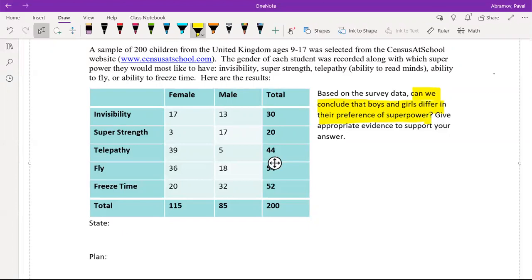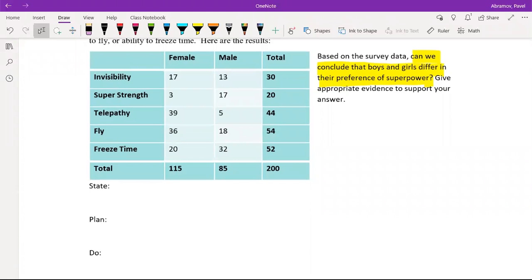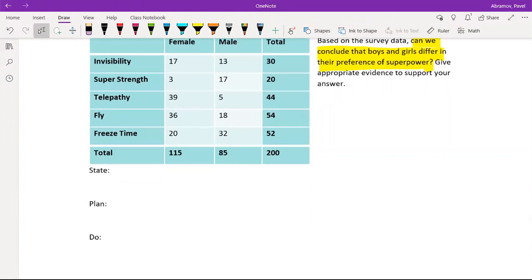Okay, so that's, I think, a very interesting question. Do they have different preferences? So we're going to do some basic analysis of this data and maybe come up with some kind of conclusion. But we do need to follow our four-step process. So first, we're going to state our question. And when we're stating the question, we're just going to paraphrase it. So the question is, can we conclude that boys and girls differ in their preference of superpower? Well, we can paraphrase it as: is there a relationship or an association between gender and the answer to the question, what superpower do you prefer?